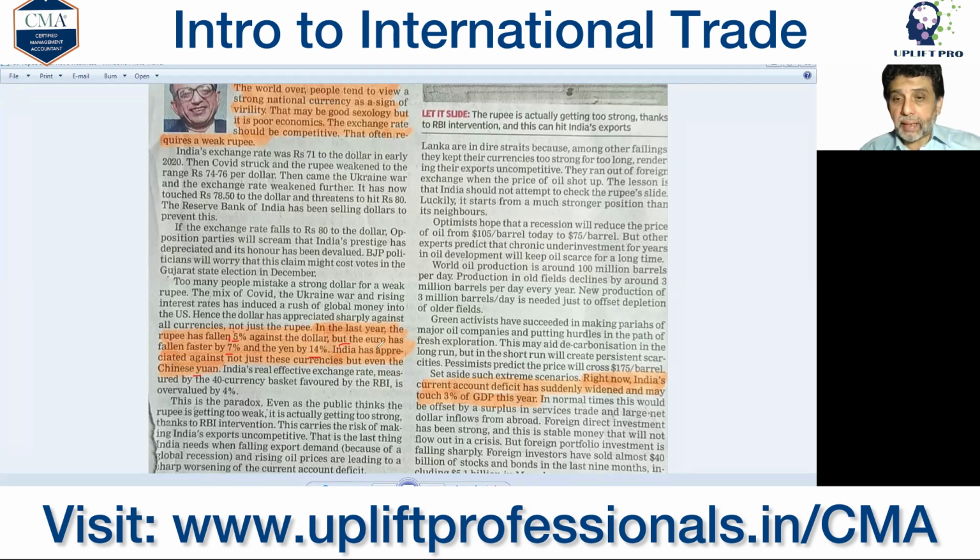See, because RBI is trying to strengthen the rupee, the current account deficit has suddenly widened. So that is what he says is a problem. Okay, but one good piece of news is that foreign direct investment has been strong. That again would strengthen the rupee because they would come with their dollars.